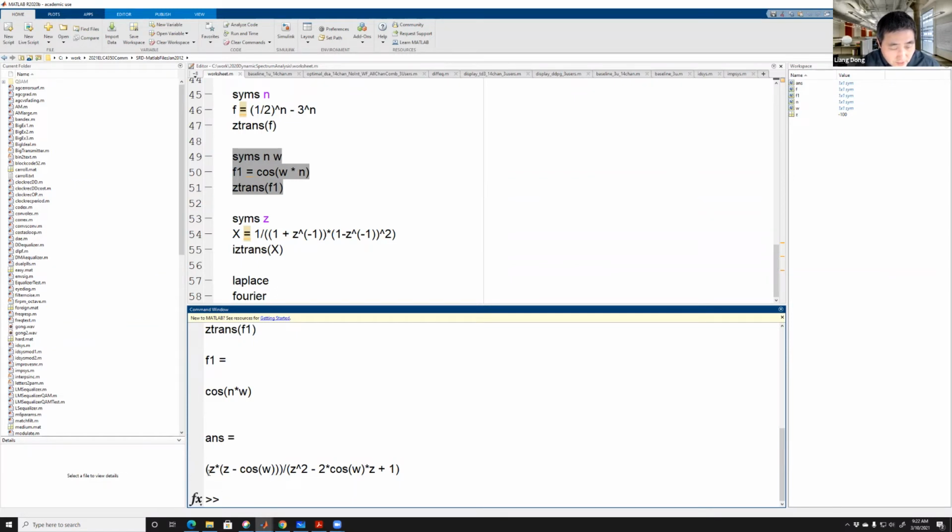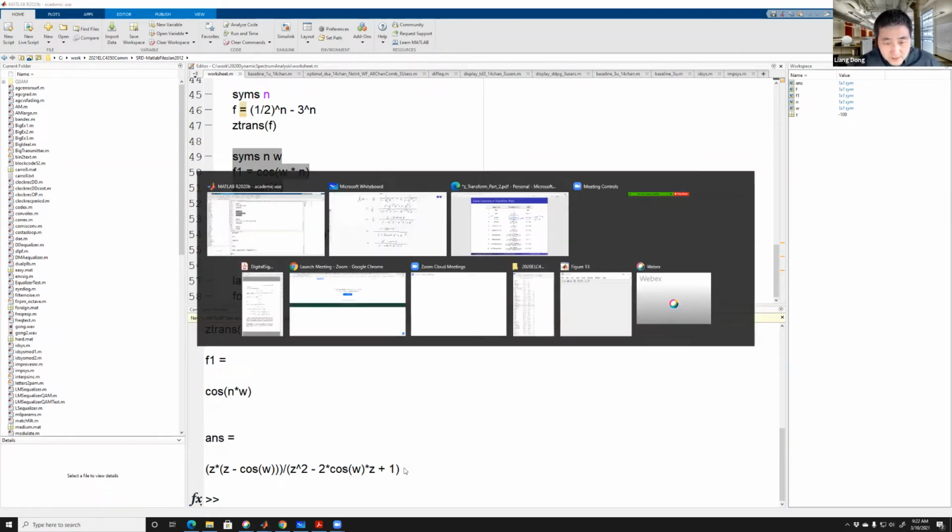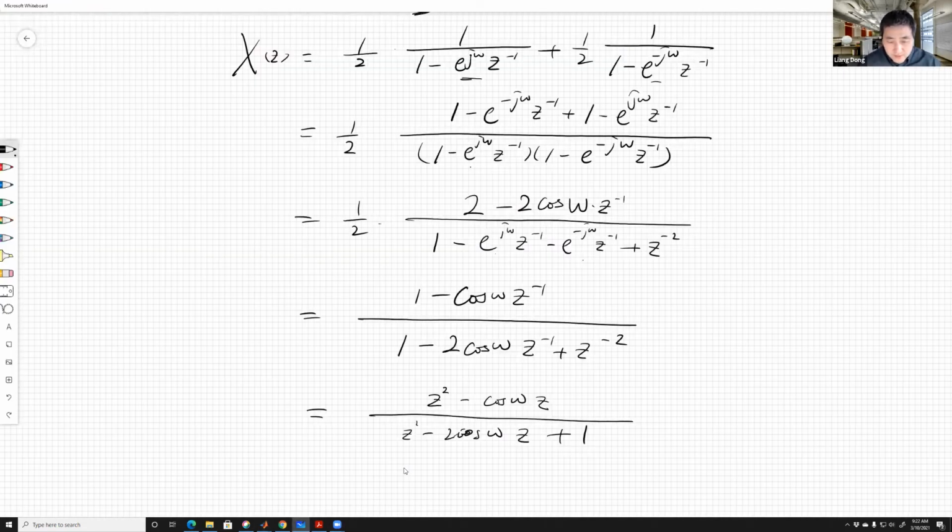This answer is the z transform: z times z subtract cosine omega over z squared subtract 2 cosine omega z plus 1. And that is the answer we have here. That's the answer we have here. So indeed, we check that that is correct. The Z transform. Okay.